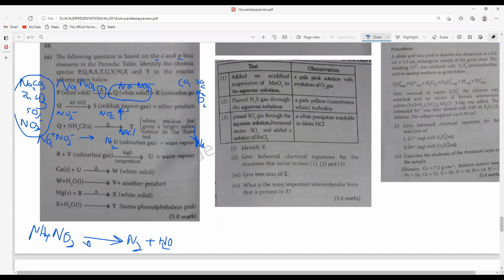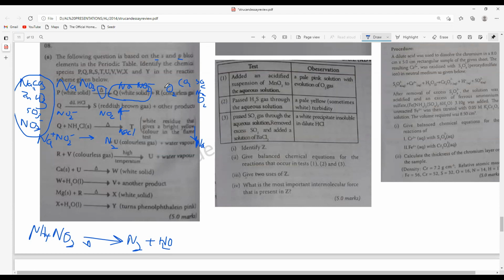Then they tell us this white solid containing NO2 minus, when reacted with ammonium chloride, which is NH4 plus and Cl minus, gives a compound which gives a bright yellow color in the flame. So it should surely be sodium. So if this is sodium nitrite, then P should be sodium nitrate. Because when you heat sodium nitrate, you will have sodium nitrite plus the colorless gas, which is O2.